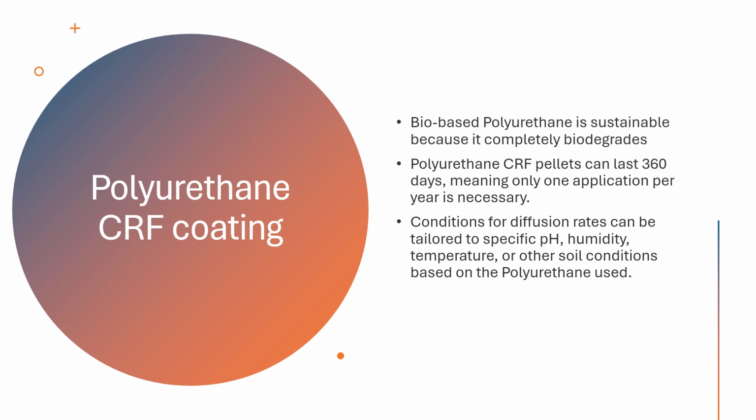Another benefit to using polyurethane is that the diffusion rates can be modified or tailored towards specific pH, humidity, temperature, or other soil conditions, thanks to polyurethane's variety of forms, as we discussed previously with its linear and hyperbranched forms.